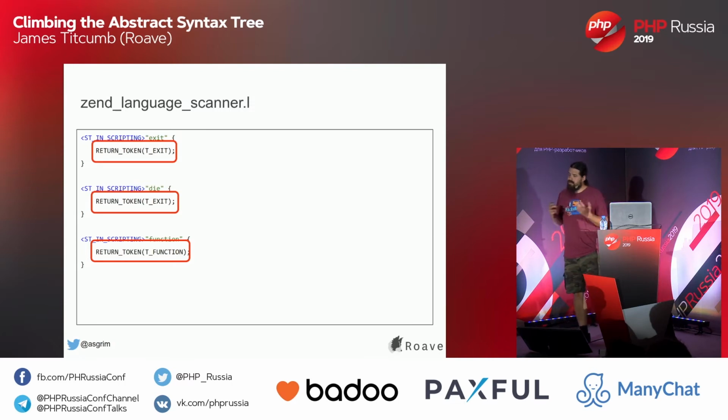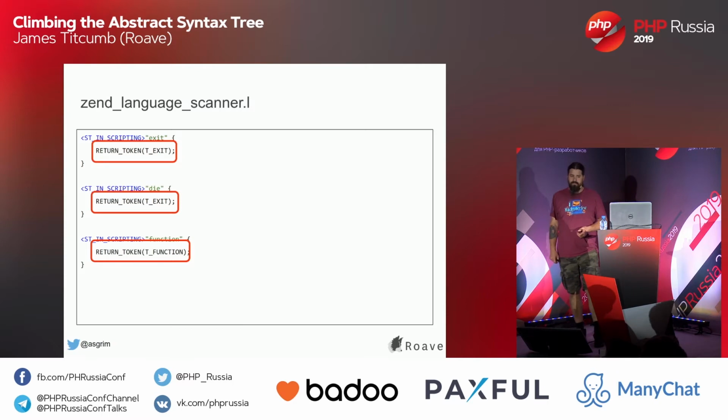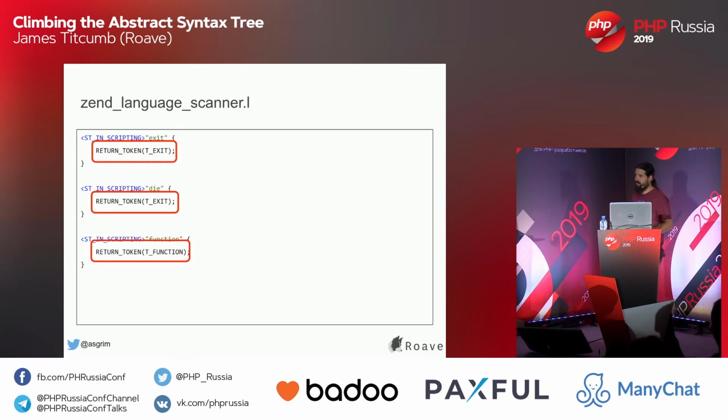Inside the curly braces is what actually happens when the lexer encounters these tokens. So when we see the word die, and we're in the scripting state, we're going to return a token called T_EXIT. If anyone's played with tokens in PHP before, you'll be familiar with how all the tokens are defined as constants, like T underscore whatever the name of the token is. So you may have seen these before. When we return the token, we are just saying output this token to the token stream, which is given to the next part of the process.